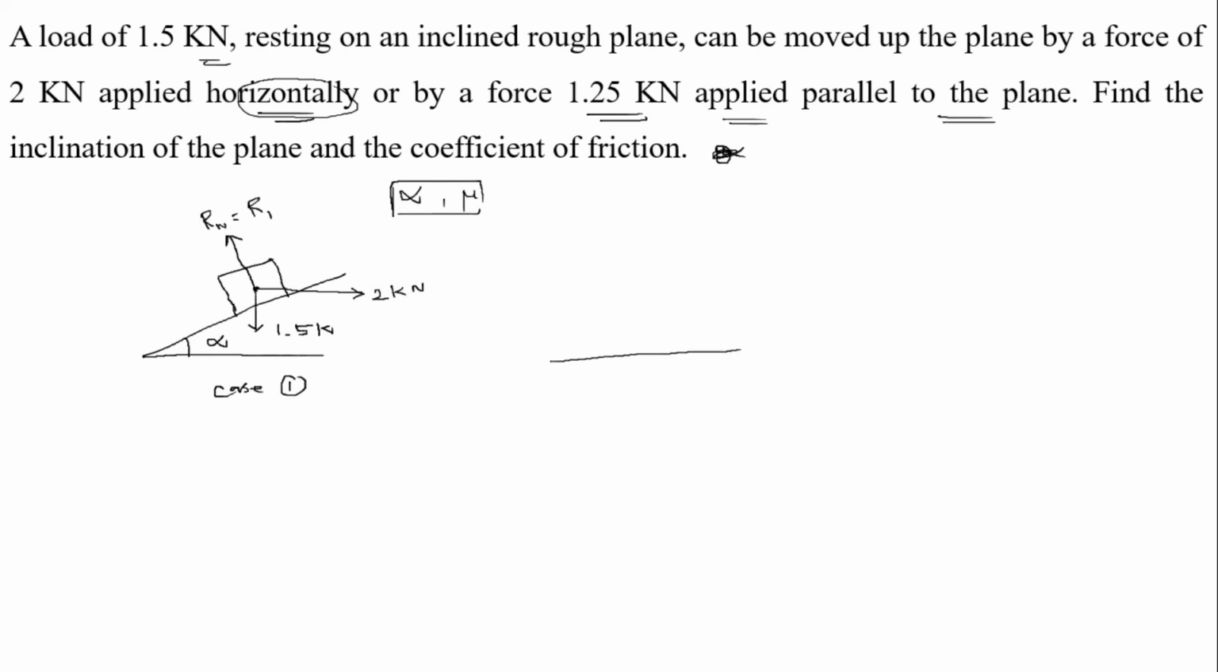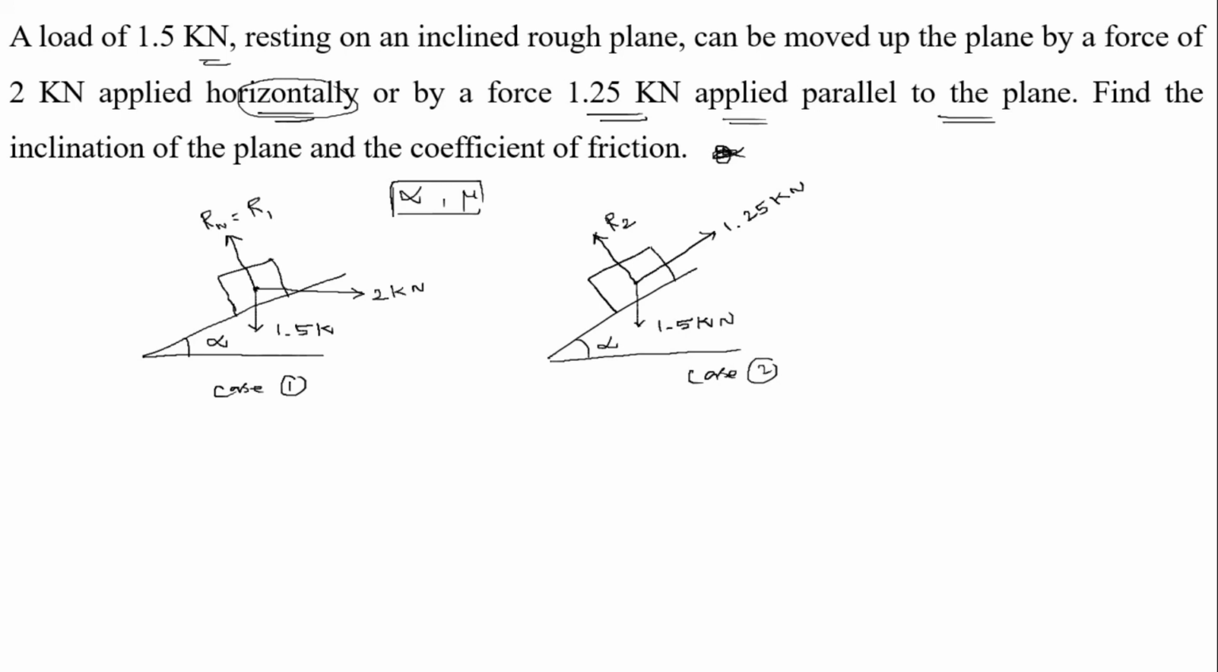Now case 2. The same inclination of the inclined plane, alpha, we do not know, that we have to calculate, and this is the same block, the weight of the block acting downward, equal to 1.5 kilonewton, and the reaction force R n is acting upward, perpendicular to the inclined plane. This is R 2, and now the force is applied parallel to the plane, which is 1.25 kilonewton. So, this is case 2.